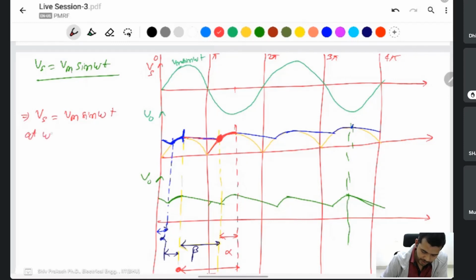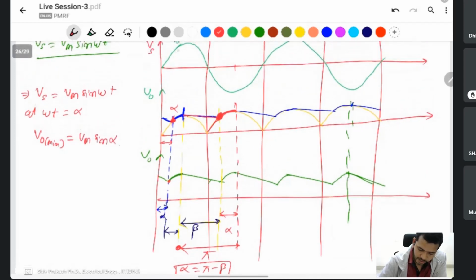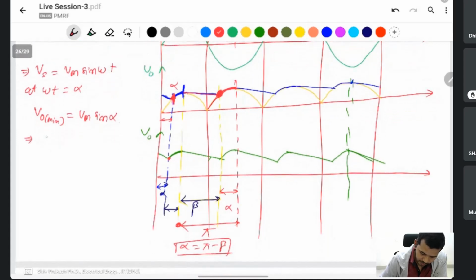So okay, at omega t equal to alpha, and that angle alpha, Vs is equal to V minimum, V naught minimum. So V output minimum is equal to Vm sin alpha. This one is Vm sin omega t, and at omega t equal to alpha, V output is V minimum. Then alpha you can say is sin inverse of V output minimum over Vm.